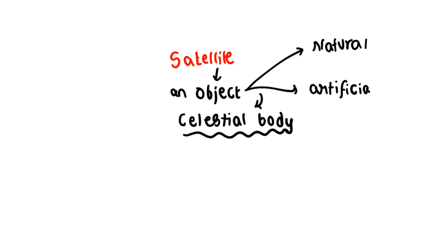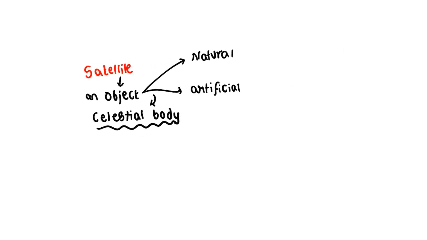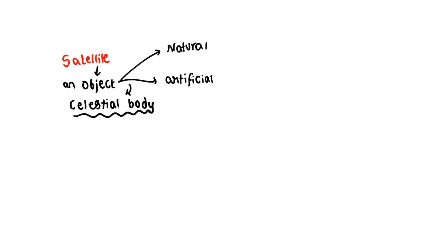For example, let's take our Earth. Earth rotates around the Sun, right? So Earth rotating around the Sun means it is a natural satellite, the example being the Earth. Earth rotates around the Sun, so that's why it is called a natural satellite.